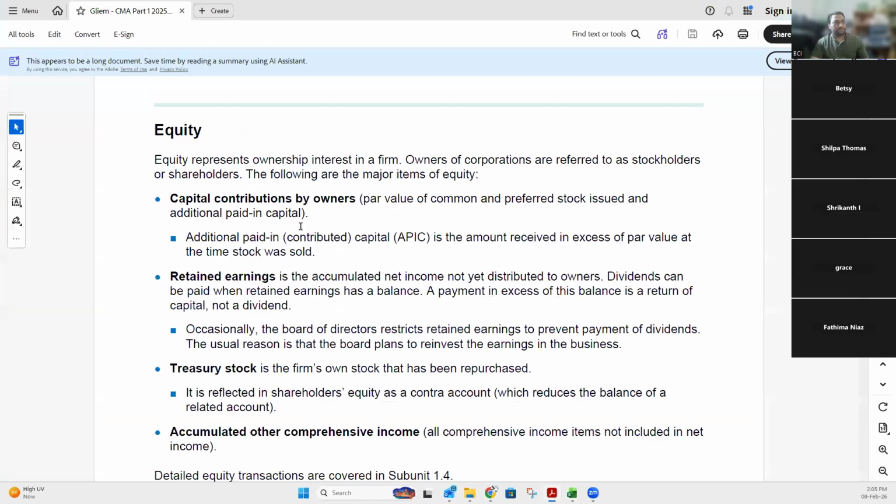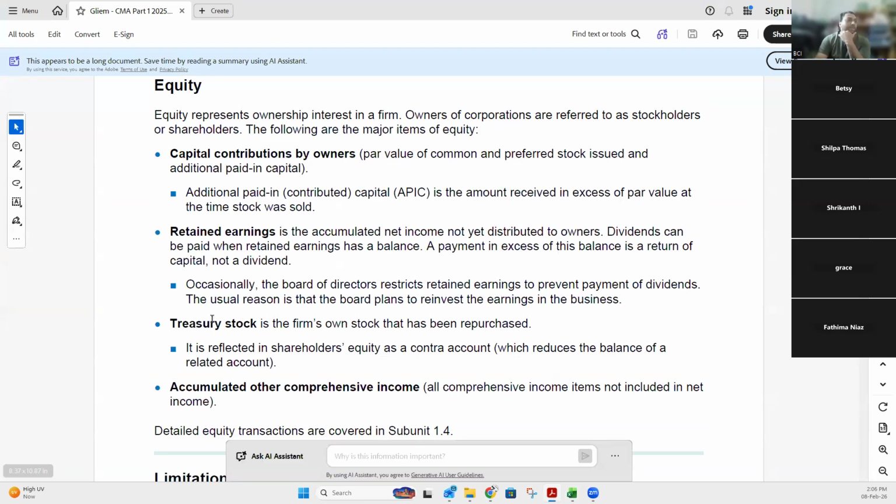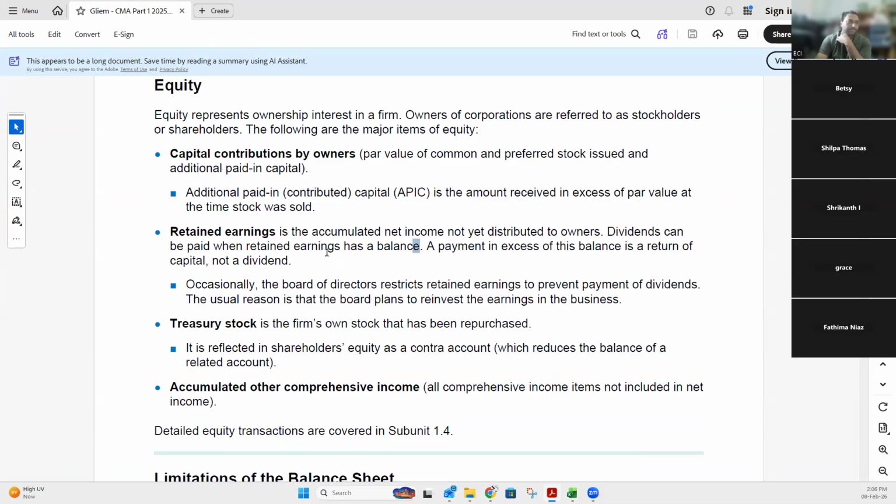Okay. Next comes the retained earnings. Retained earnings is the accumulated net income not yet distributed to owners. So all the accumulated profits from the day the business started will be there in the retained earnings. Then dividends can be paid when retained earnings has a balance. A payment in excess of this balance is a return of capital, not a dividend.